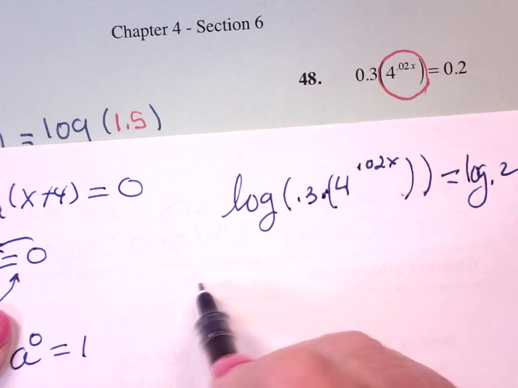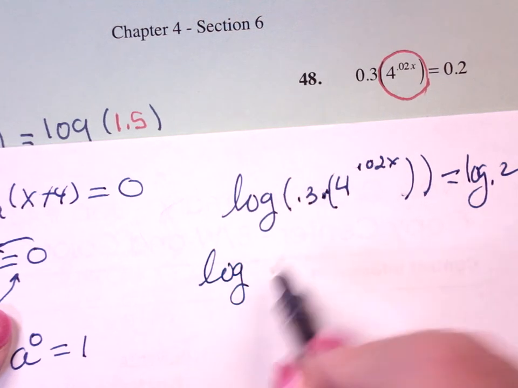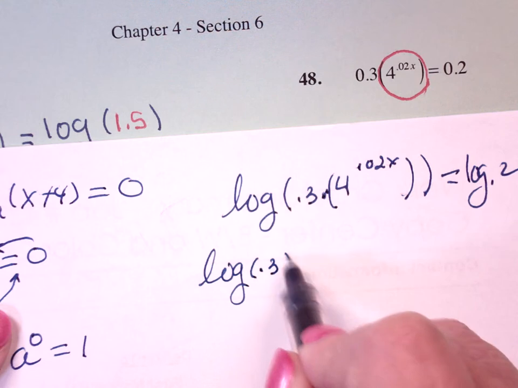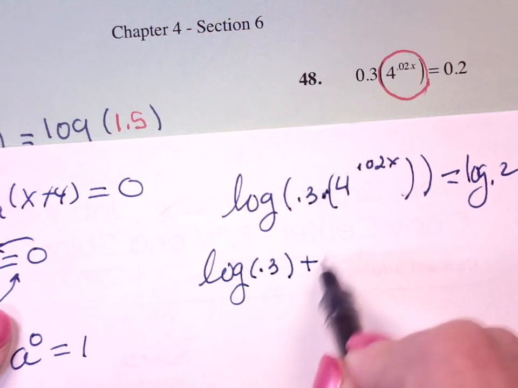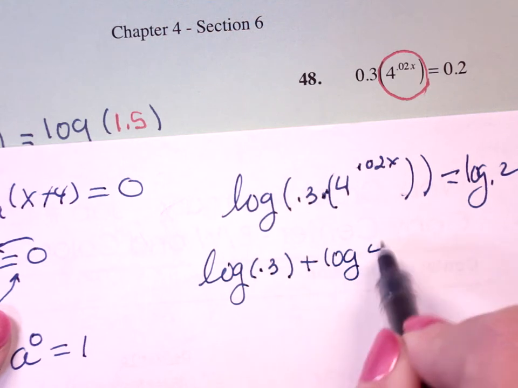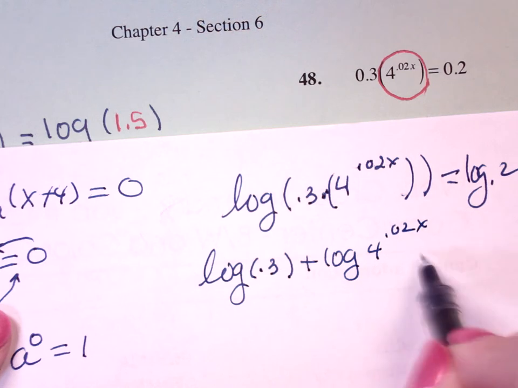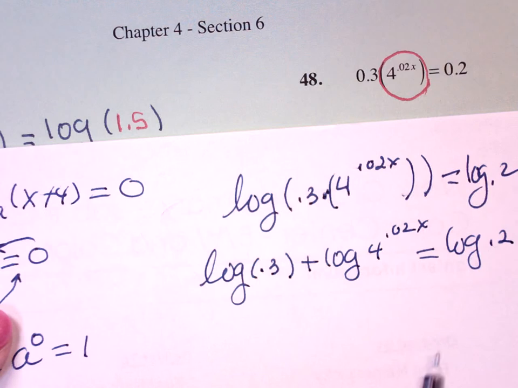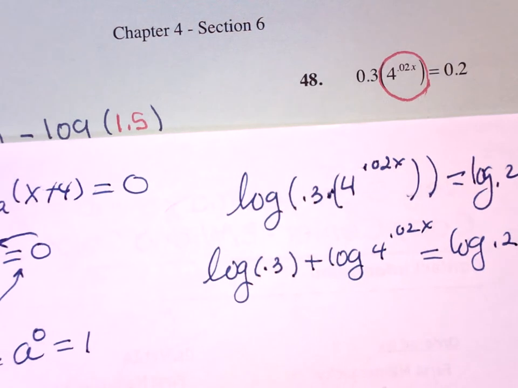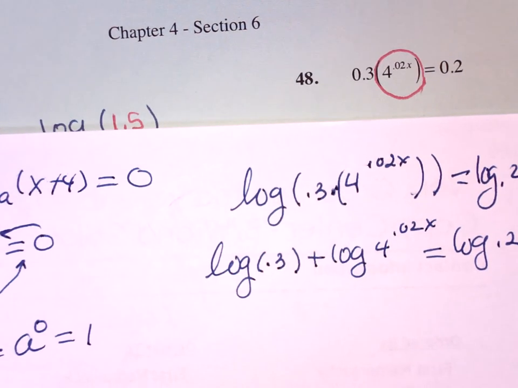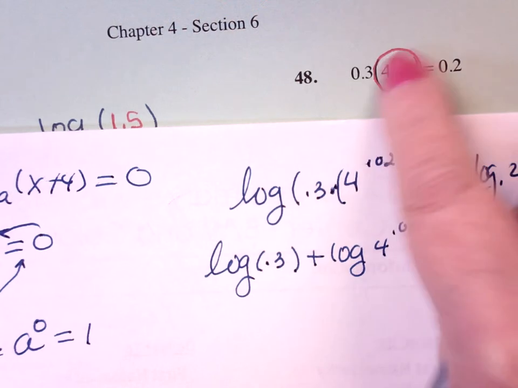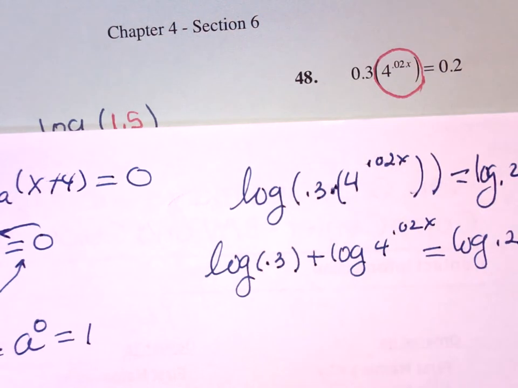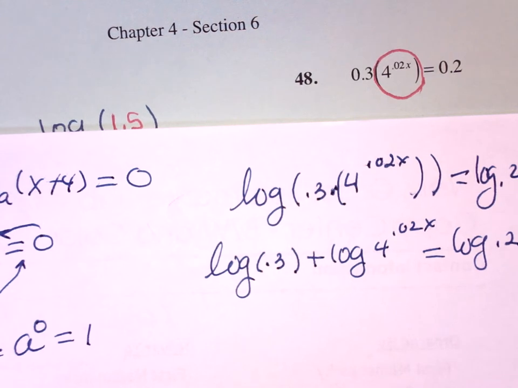What I'm going to have to do is use the properties of logs to make this log 0.3 plus log of 4 to the 0.02x equals the log of 0.2 in order to make it work. So the goal is you find what's got the x in it and you get it alone and isolate it. Then you can take the log of both sides.